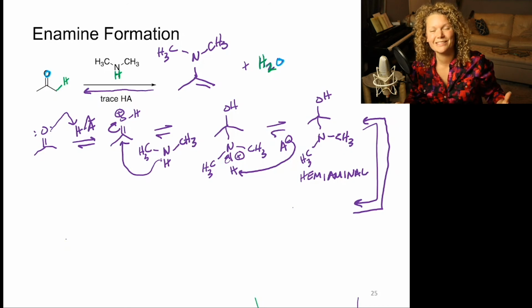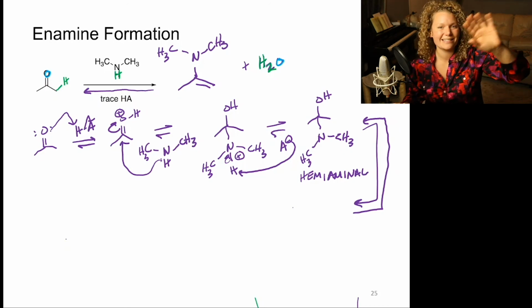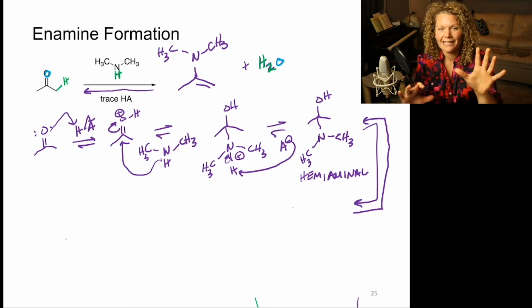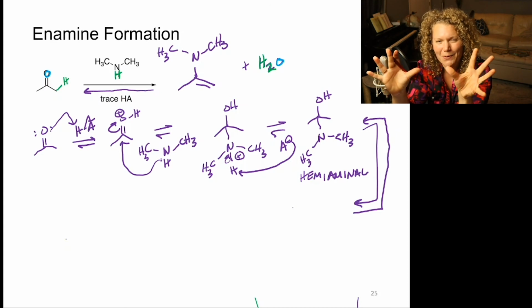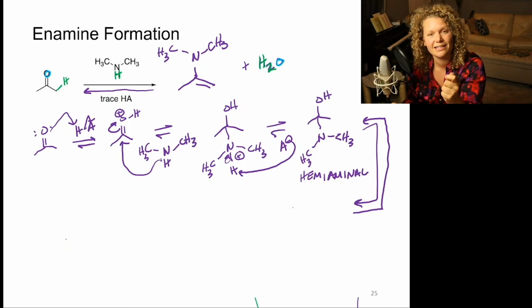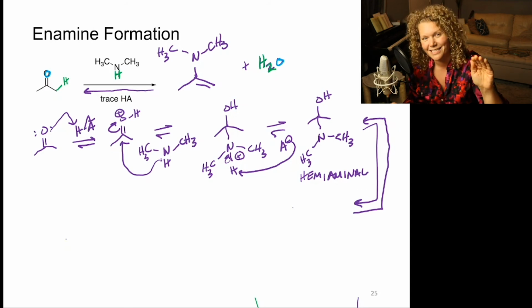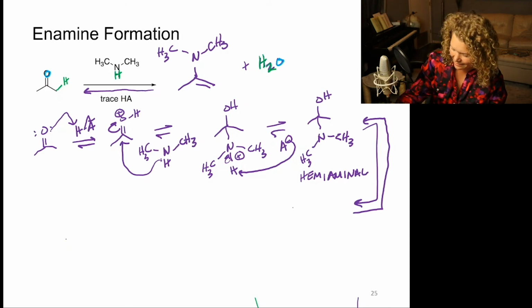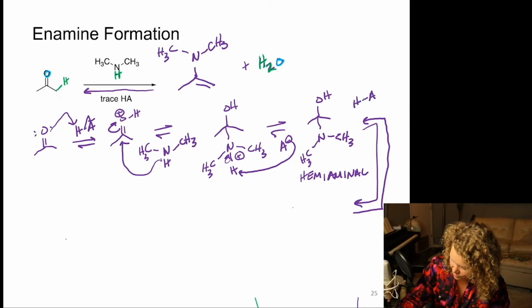Remember, we're under acidic conditions. OH minus cannot leave. I can't stress this enough. I see it all the time, that if you're under acidic conditions, OH minus does not like to leave, but water can leave. So let's turn this into water. We're going to use one of the lone pairs on our oxygen to protonate our hemiaminal.